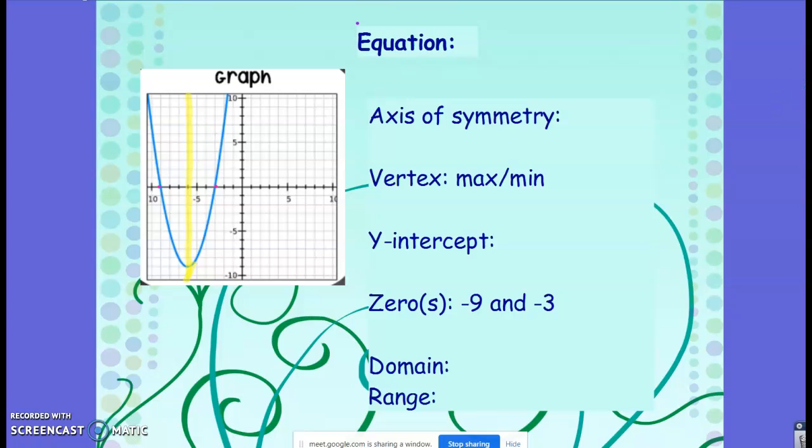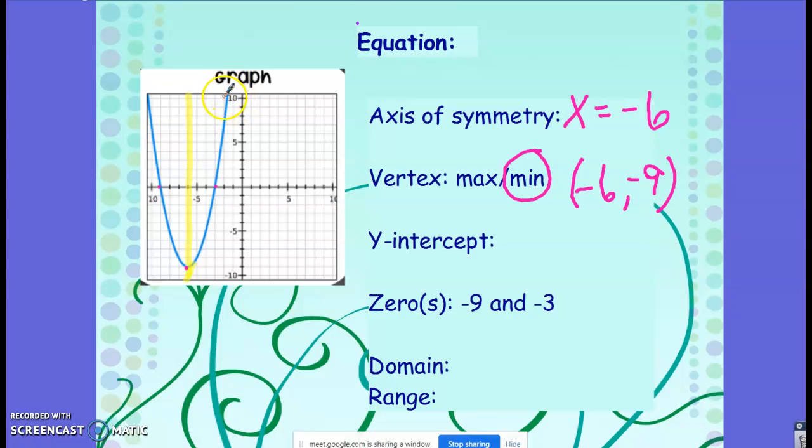Okay, I can label my axis of symmetry as x equals -6, because that's where the line crosses. We know that our vertex is a minimum value because of the way our graph is facing. It's the lowest point on the graph. We can count to find that vertex point, which we know that x value is -6 because it has to match our axis of symmetry. We know that it is at -6, -9. Okay. We can't see our y-intercept, so we're going to come back to that.